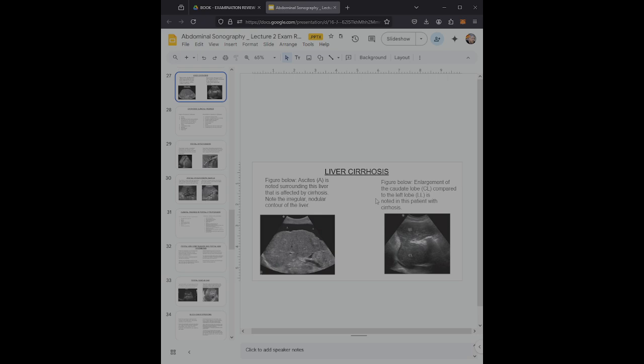Now there are some possible Doppler findings. You can have a monophasic flow within the hepatic veins and hepatofugal flow within the portal veins. And these are both findings consistent with advanced cirrhosis and portal hypertension.